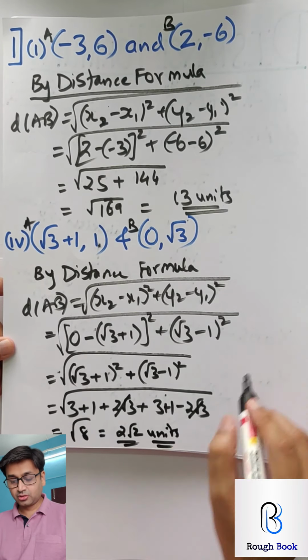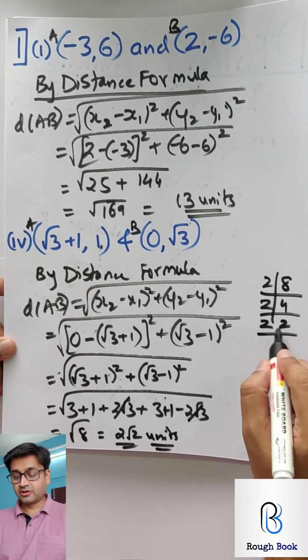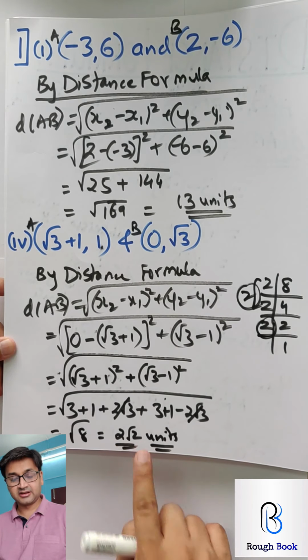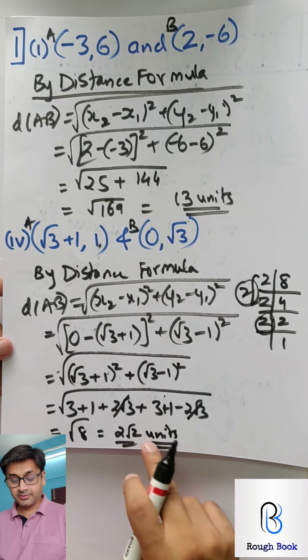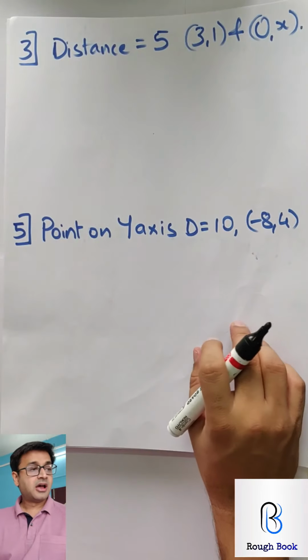How did I get this 2 root 2? You take factors of 8 and whatever common is there, you pull it out and uncommon stays inside. That's how we got 2 root 2. How many got this correct? Super. Great job guys and girls.